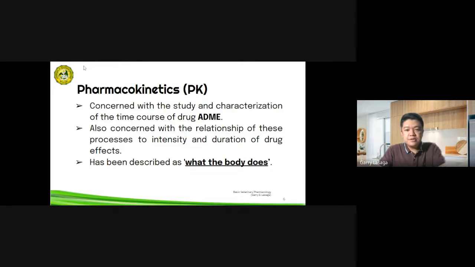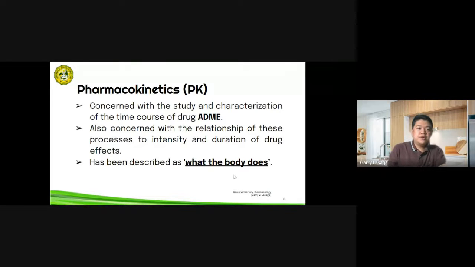So for example, the longer the substance or the drug stays in the body, the longer would also be the duration of the action and the effect of that particular drug. So it has been described as what the body does to the drug.